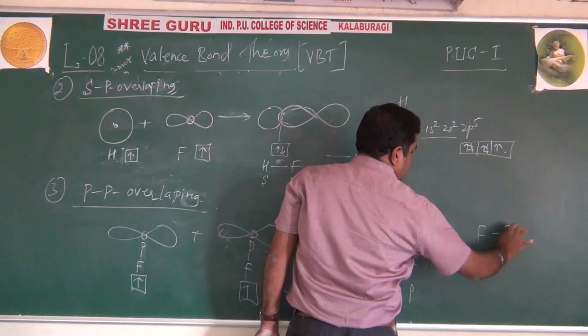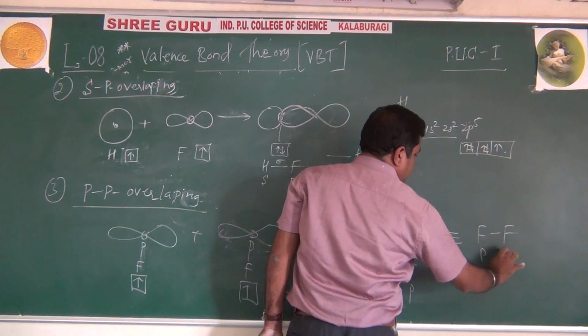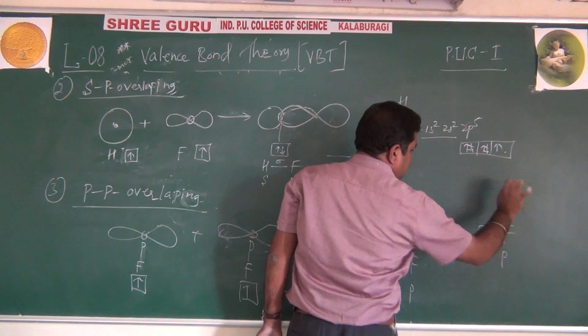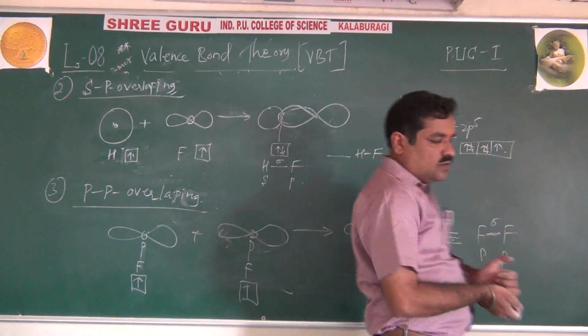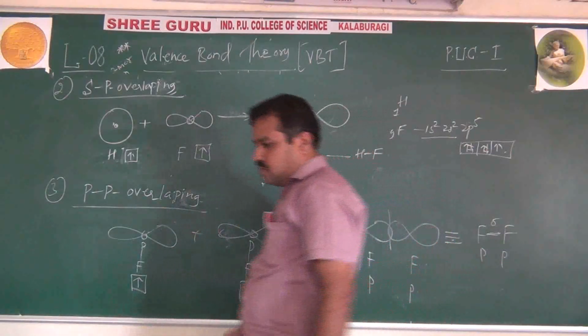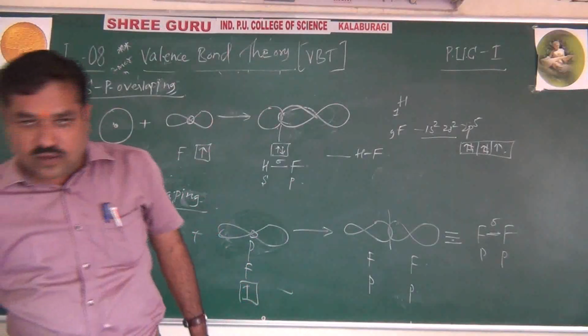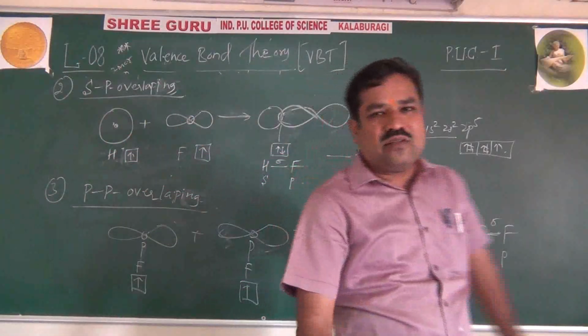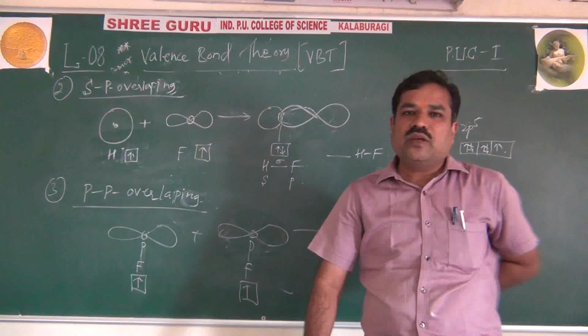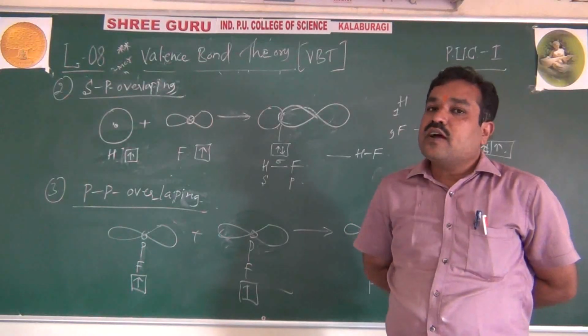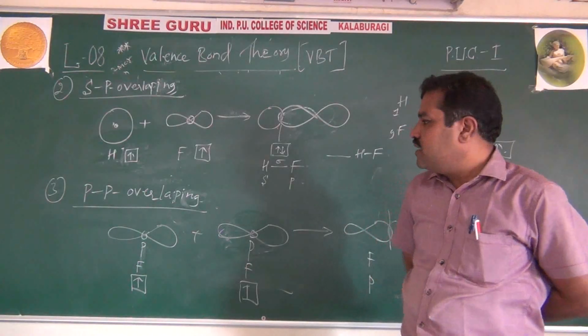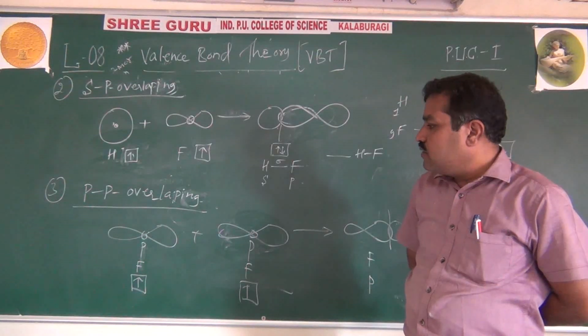Okay, here PP overlapping sigma bond. So like this, there are three types of sigma covalent bonds. What are those? SS, SP and PP. For SS, hydrogen molecule. For SP, hydrogen fluoride molecule, and for PP, it is fluorine and fluorine.